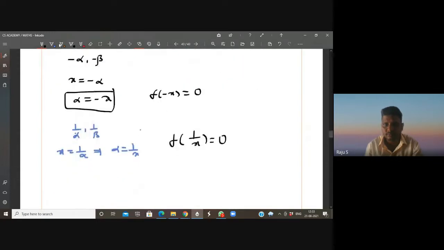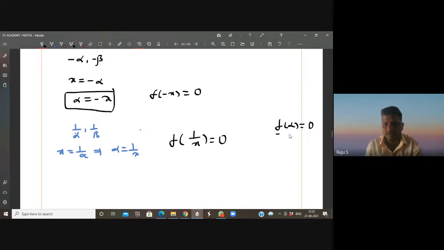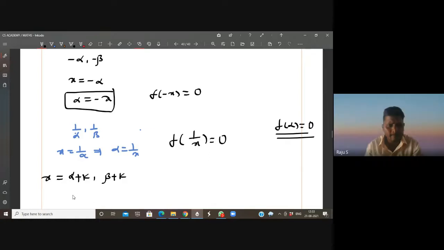Again, next. Alpha, beta are the roots of the given equation. Then f of alpha is equal to 0, just remember this. Alpha, beta are the roots of f of x is equal to 0. Then what about alpha plus k, beta plus k? Now what shall we do? Simple. Take x as alpha plus k. Then what is the alpha value? x minus k. So f of x minus k is equal to 0. Just to find the alpha value, that's all.